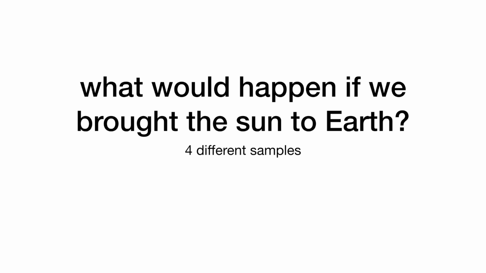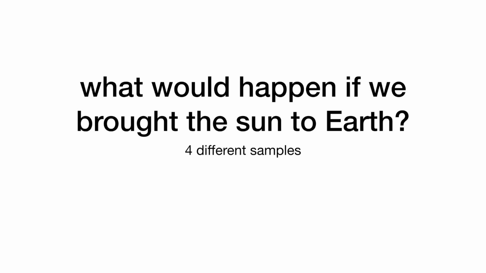Hi, I'm Ethan Kwan, and today I'm going to be showing you what would happen if we brought the sun to Earth. Four different samples. So we're going to take each layer of the sun and bring it to Earth. And there are four layers of the sun. So I'm going to be covering all four of them.